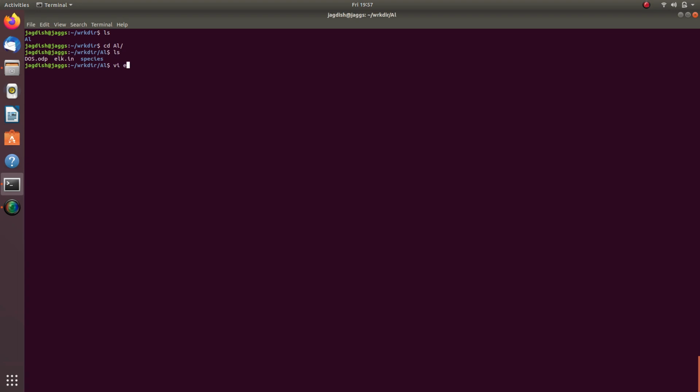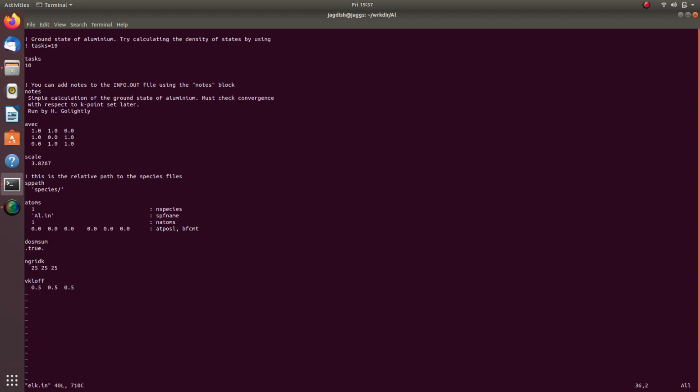Now you have to have elk.in as usual for doing the calculations, and I have already explained this file to you, so I won't be talking much about it. For getting electronic density of states, you have to first do the ground state. You have to obtain the ground state charge density within density functional theory.